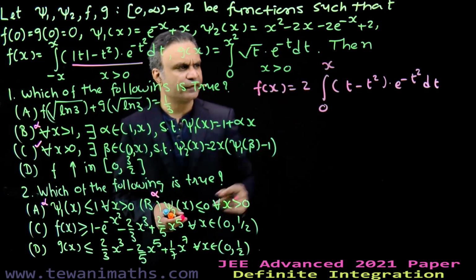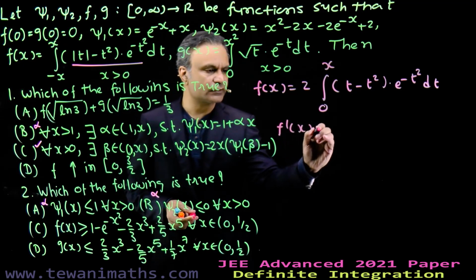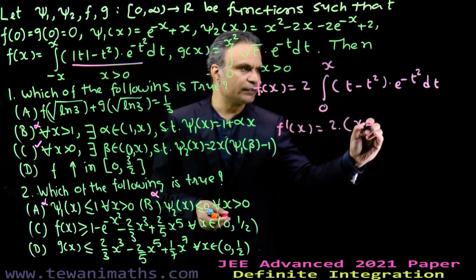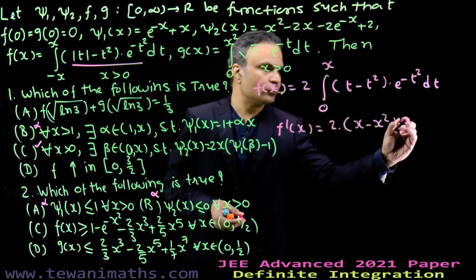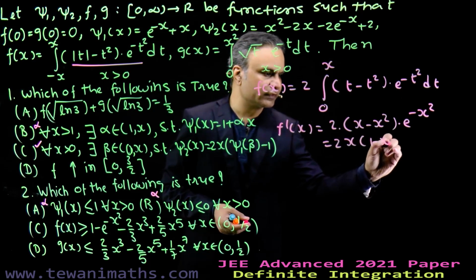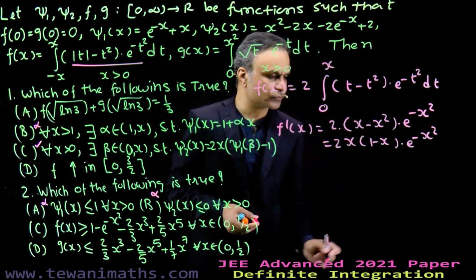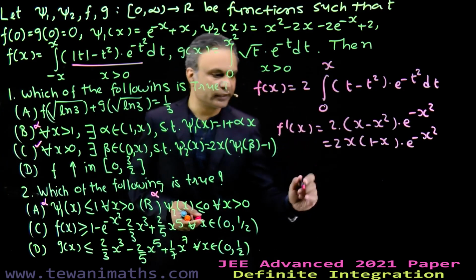Let's first analyze function fx. We find the derivative of fx. Derivative is 2 into x minus x square, we are using Leibniz rule, okay, into e power minus x square. This is 2 into x into 1 minus x into e power minus x square. We use the sign scheme method to check the sign of the derivative.